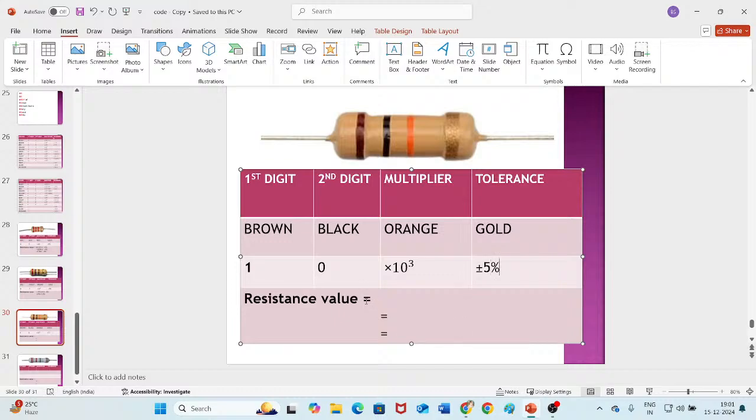So now write down the first digit value as it is. Don't multiply, subtract or add. Simply write down the first digit as it is. First digit is 1. Second digit 0. Into what? Multiplier value.